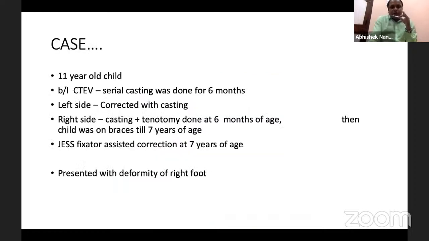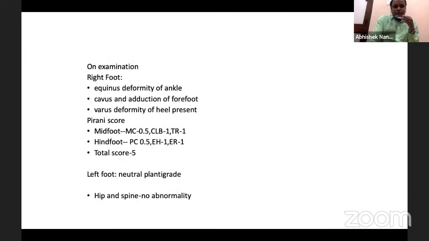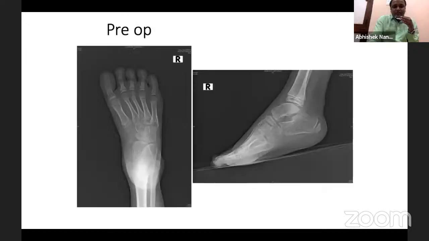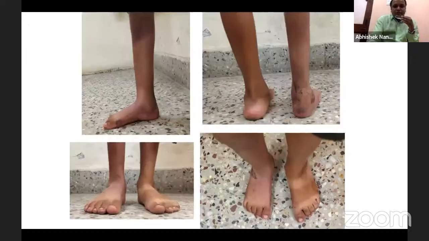And this is an 11-year-old child with bilateral CTEV, and we have done multiple procedures. When he came, the midfoot scores, the total Pirani score, was around 5. So the procedure which we did was a talar osteotomy, and this was the result. So this is the osteotomy which we now do for cases which required Ilizarov.